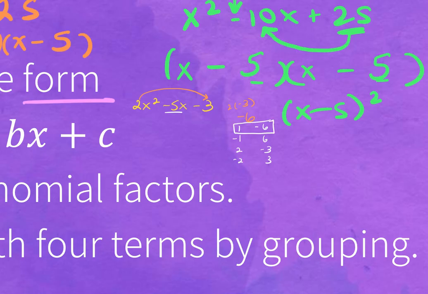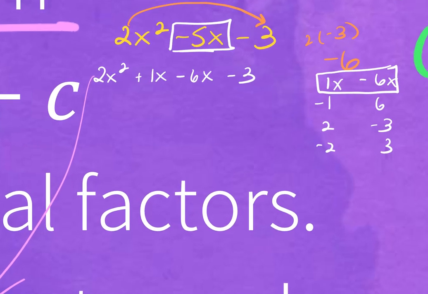Now, instead of just doing it x plus 1 and x minus 6, I have to account for the numbers at the front. So we're not done yet. I keep the 2x squared where it is, and then I'm going to replace -5x with these two terms. So positive 1x, I don't need the 1, but you'll see in a second why it's there, minus 6x minus 3. And then there's 4 terms, which is actually our last type of factoring on this slide, but we'll review how to do it. When you have 4 terms, you factor by grouping.